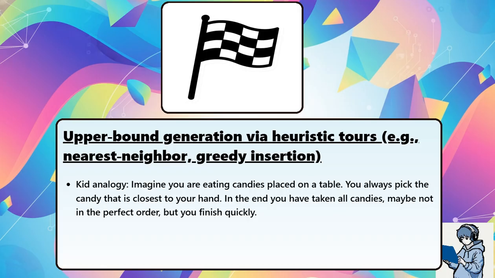Kid analogy: imagine you are eating candies placed on a table. You always pick the candy that is closest to your hand. In the end, you have taken all candies, maybe not in the perfect order, but you finish quickly.